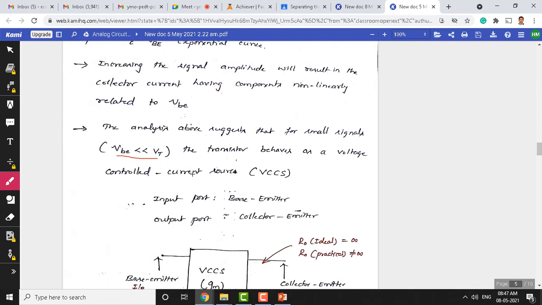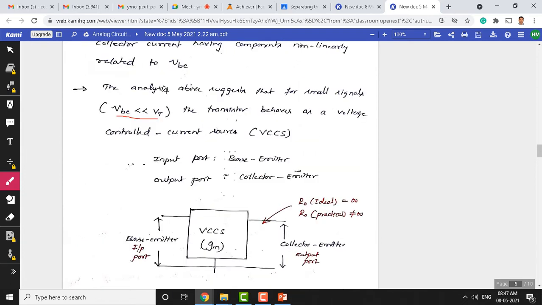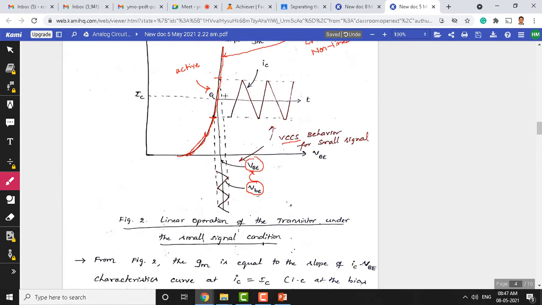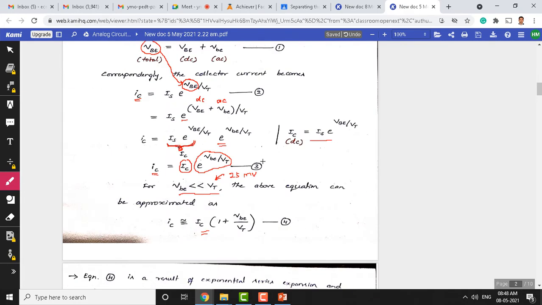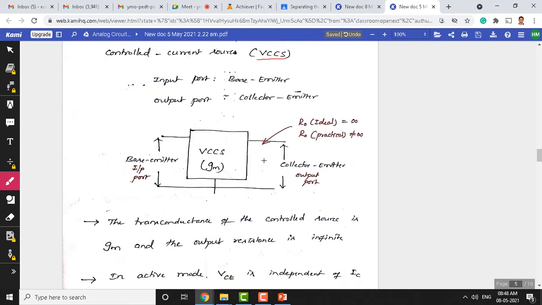And as I had already told you, VB must be very much less than VT, so that the transistor is called small signal applied. When this condition is met, the transistor behaves like a voltage controlled current source. And the whole amplifier circuit that we have shown here can be modeled as just a black box, that is shown here.